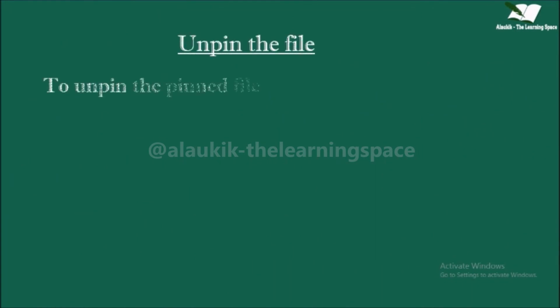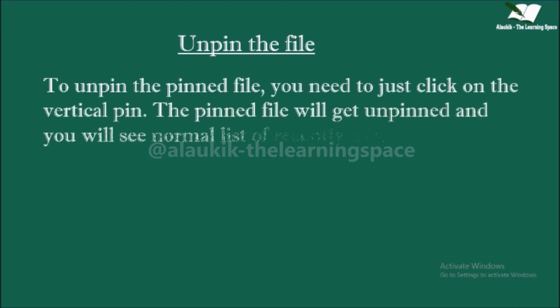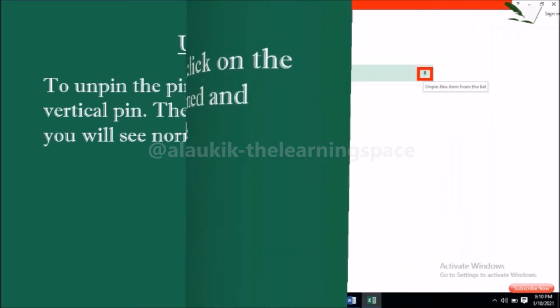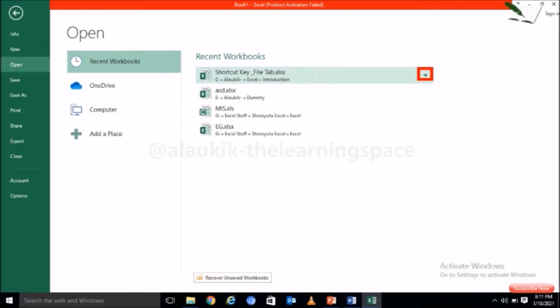Next, unpin the file. To unpin the file, you just need to click on the vertical pin. The pinned file will get unpinned and you will see the normal list of recently used files. See, this is the vertical pin. When we click on it, you will get the normal look. This is how you can pin and unpin your file.